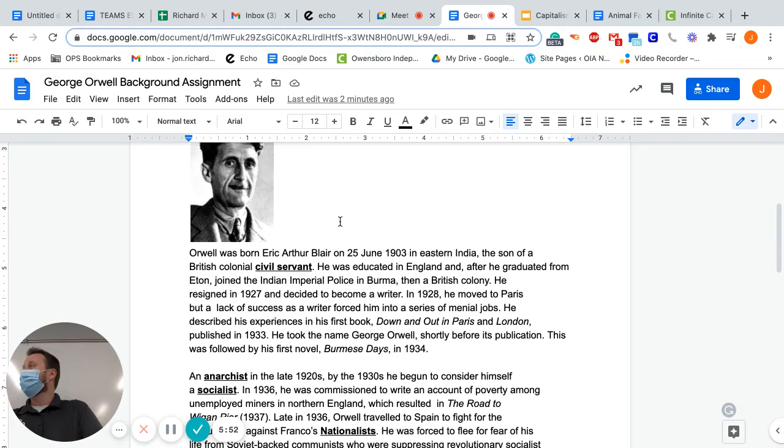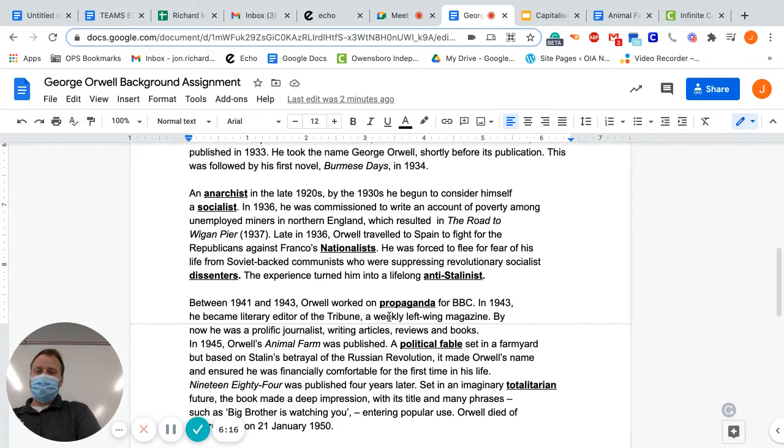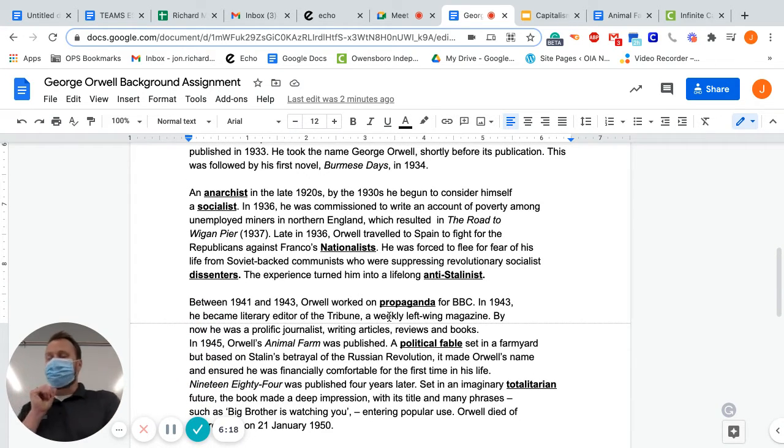So what we're taking from this is he began to become an educated writer, and he lived during the time that we're looking at. He lived during the time of the Bolshevik Revolution and into Stalin's reign over the Soviet Union. So he was alive during this time, and he was writing. So let's keep going.